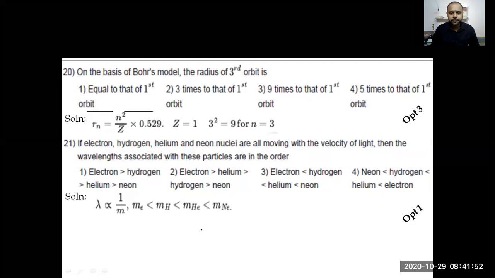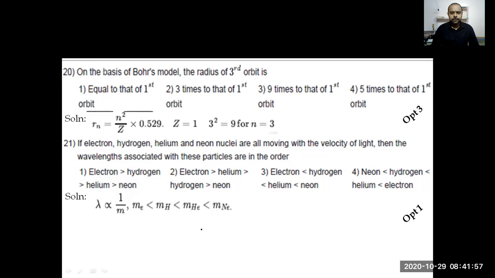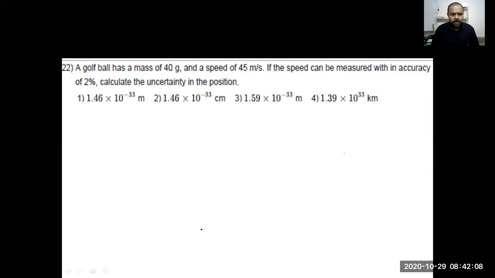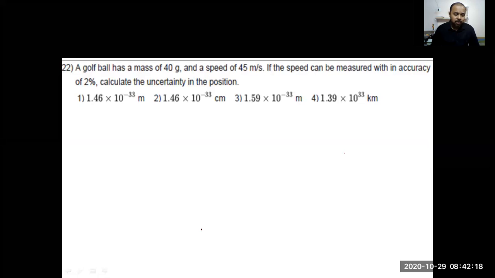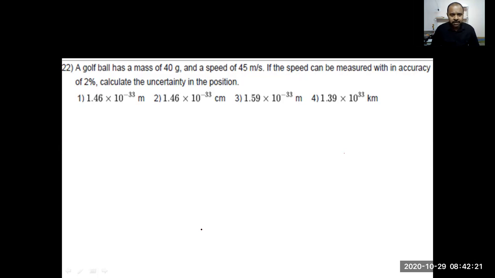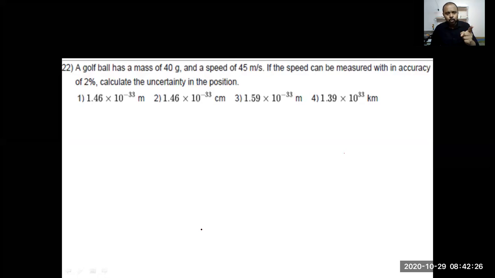Okay. Shall I proceed now? Yes, sir. 22nd: a golf ball has a mass of 40 gram and a speed of 45 meter per second. If the speed can be measured within accuracy of 2%, calculate the uncertainty in the position. Delta x they are asking. And the 2% is the uncertainty in velocity, speed.